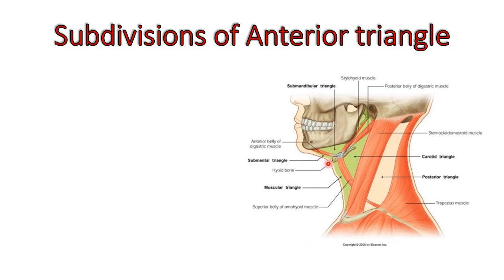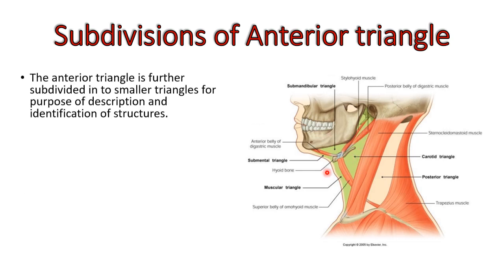Now coming to the subdivisions of the anterior triangle. This large anterior triangle is divided into many small triangles. Why have we divided it into many small triangles? Do these triangles actually exist as such? No, there are no such triangles naturally formed. It is done for the purpose of description, to understand and appreciate these structures, so it has been classified into many small triangles.